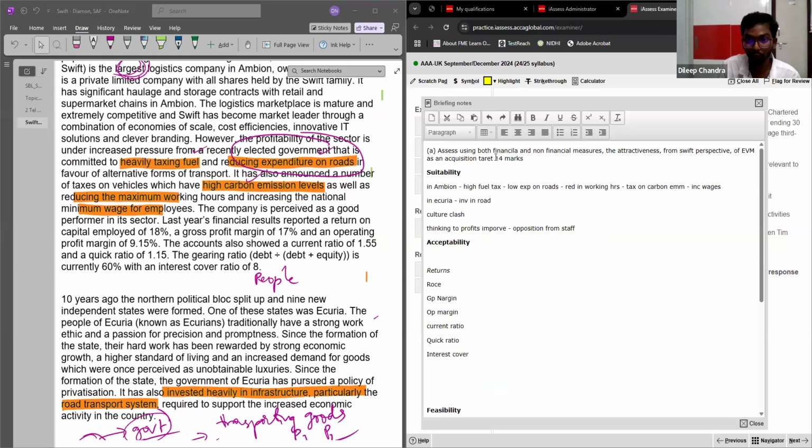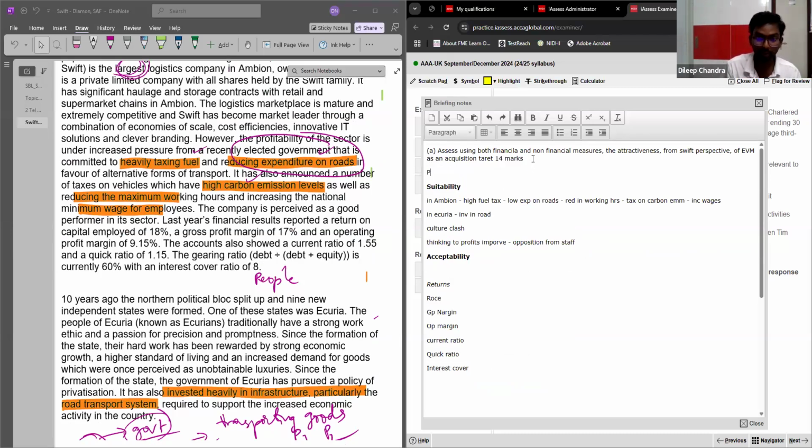Suitability, this is for 14 marks, and the skill that is being tested here is evaluation. Professional skill that is being tested here, evaluation. I have to make sure I talk about positives, I talk about negatives, and then I give my opinion.